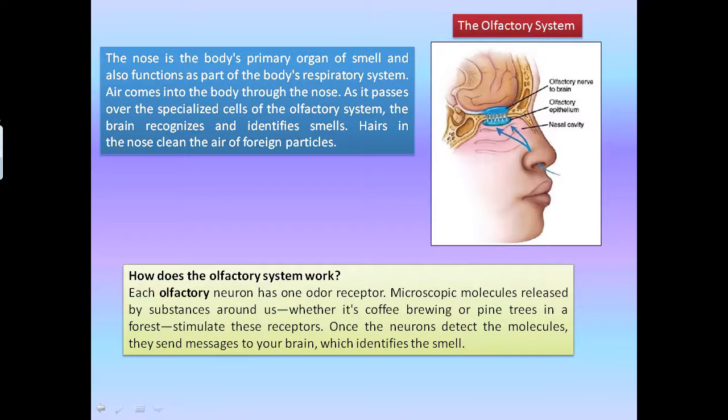So how does this olfactory system work? Each olfactory neuron has one odor receptor. Microscopic molecules released by substances around us, whether it is coffee brewing or pine trees in a forest, stimulate these receptors. Once the neurons detect the molecules, they send a message to your brain, which then identifies the smell around you.